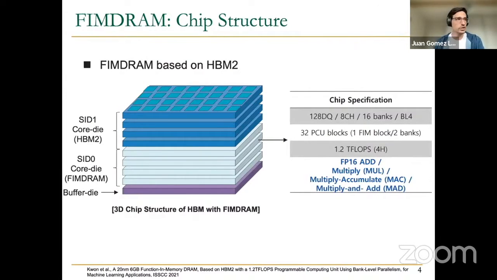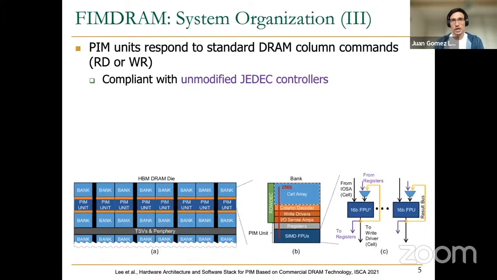The second architecture that we presented in this course is FIMDRAM, also called HBM-PIM, from Samsung. This is based on HBM2 memory, which, as you may remember, is a 3D-stack memory composed of multiple layers of DRAM. Some of these layers of DRAM have been modified to introduce processing elements that are called PCUs, or simply PIM units.